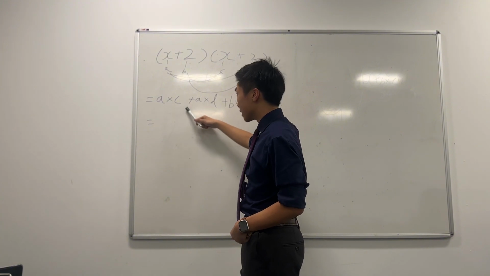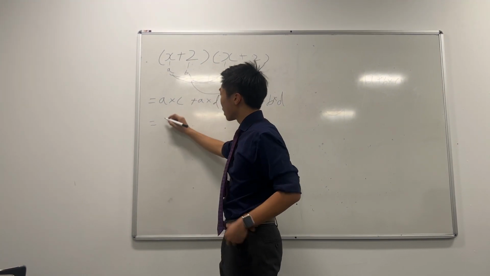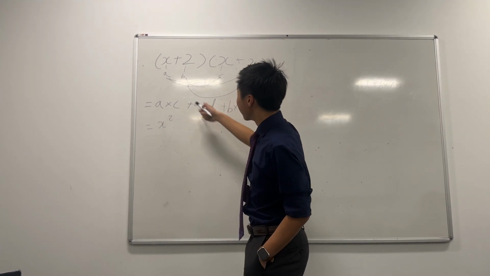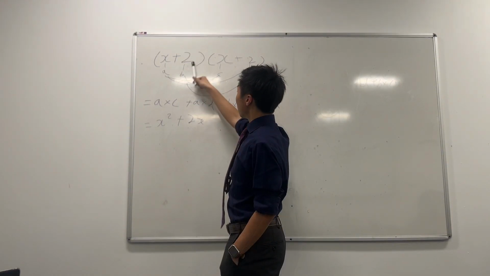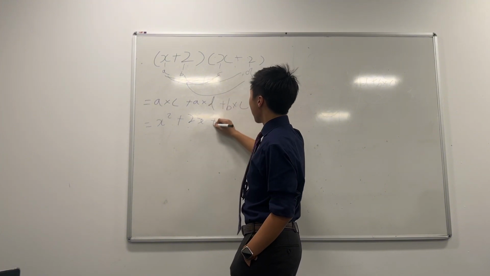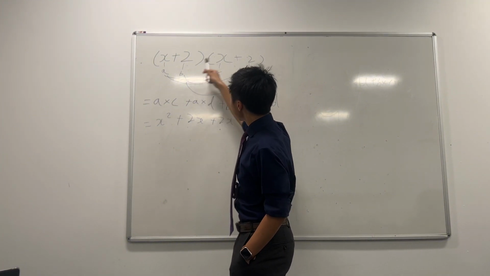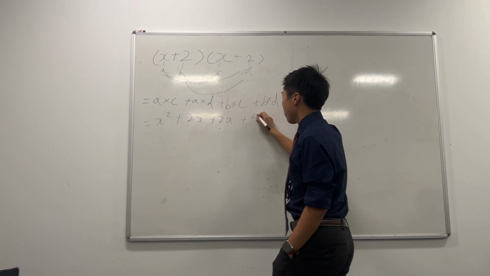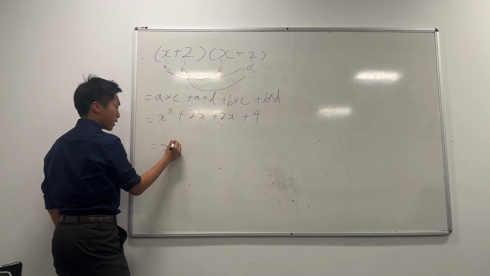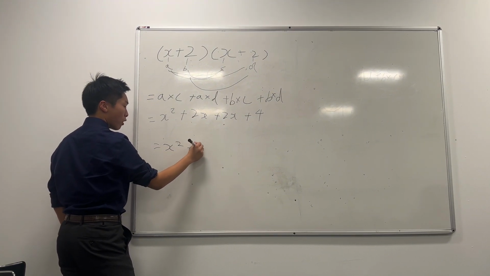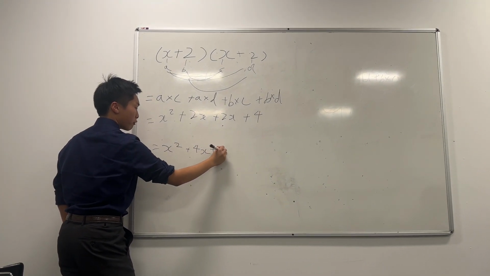So A times C, x times x, x squared. A times D, x times 2, 2x. 2 times x, 2x again. 2 times 2, 4. Okay, so collect your like terms. That will be x squared plus 4x plus 4.